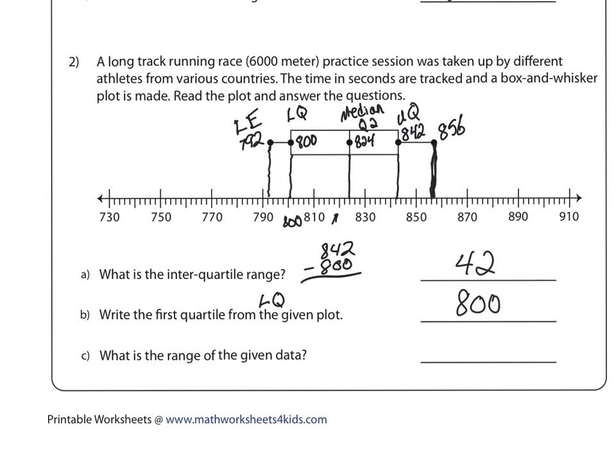And then what is the range of the entire data? So looking at the lower extreme and the upper extreme, which I did not label here, that's the upper extreme. We take 856 and subtract 792. 6 take away 2 is 4. Borrow, 15 take away 9 is 6. We get 64. And that's the idea behind the box and whisker plot, especially when we're just interpreting those. Okay, so hopefully that will help you out.